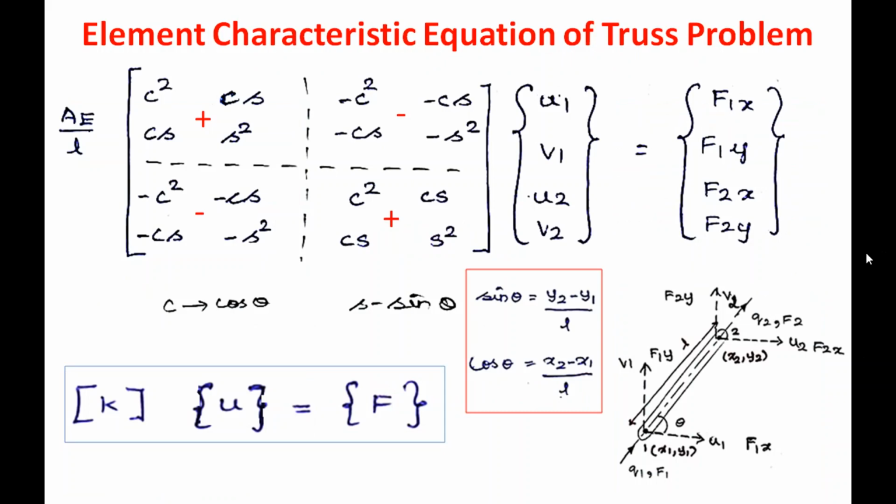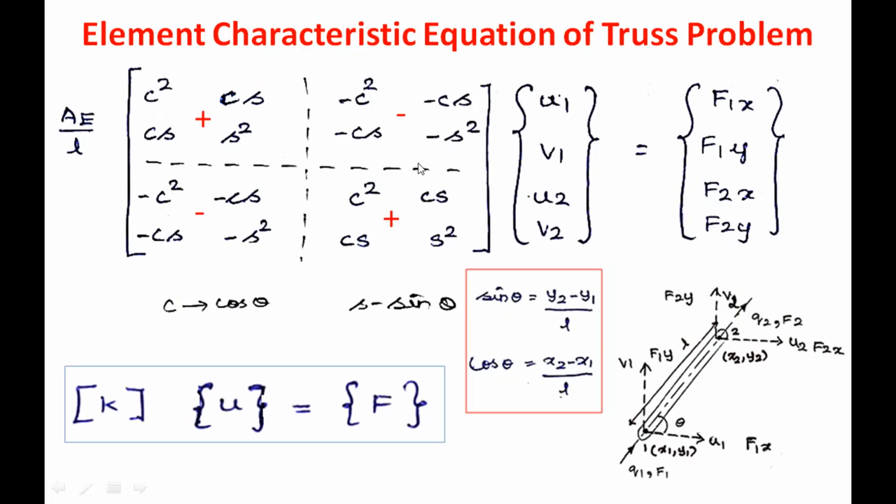Since the global coordinate system is used for solving the truss problem, in a truss element at each node we will have 2 degrees of freedom, like u, v. Node 1 u1 v1, node 2 u2 v2, like that. So since there are 4 degrees of freedom, the size of the stiffness matrix for a truss element is a 4 by 4 matrix, AE by L times this square symmetrical matrix. For easy remembrance we are using the letters C and S, C for cos theta, S for sin theta.